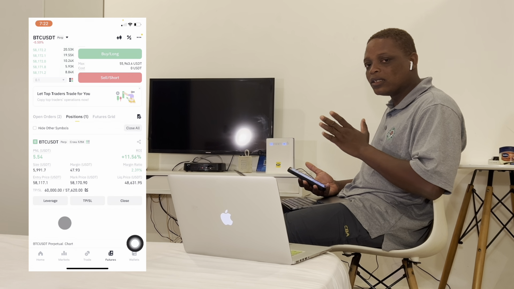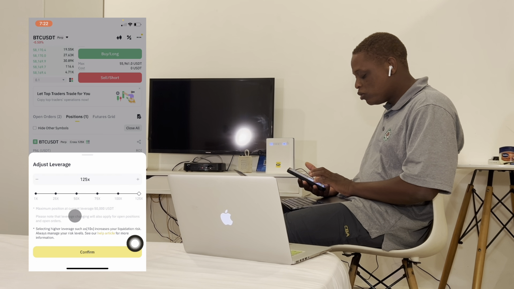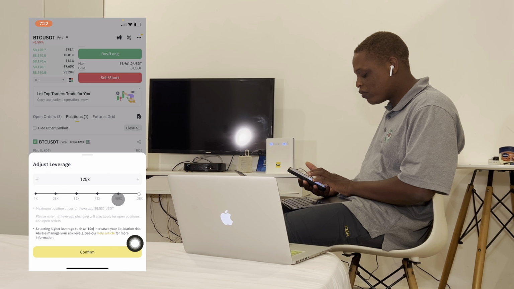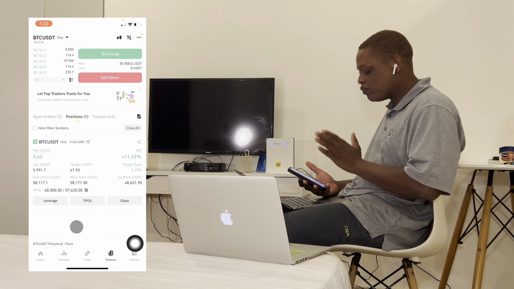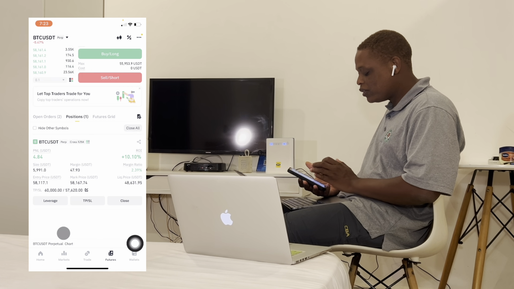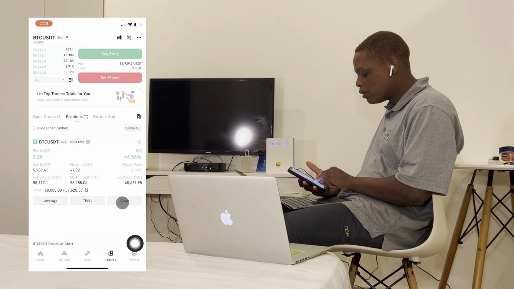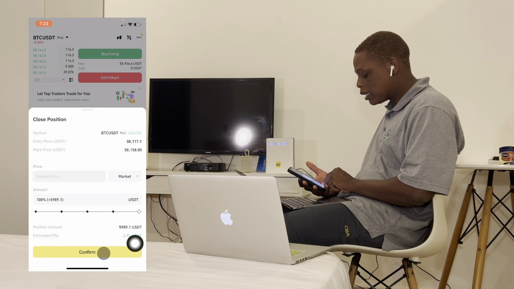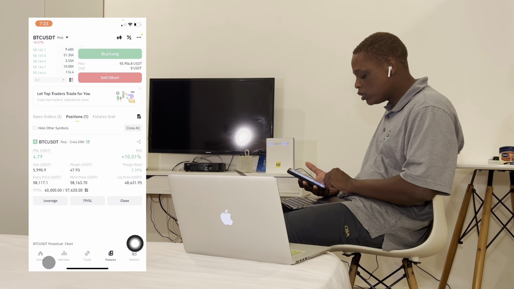Once you enter a trade, don't adjust your leverage. So if I click here, you can see we can even reduce our leverage to 75x, 100x, and 125x. Never adjust your leverage when you take a trade. We have our TP here. Our TP is the take profit, then our SL is the stop loss. So if I want to close the trade again, I'll just click on close here. Then I can click on confirm to close the trade. So once you click on confirm, you are closing the trade.